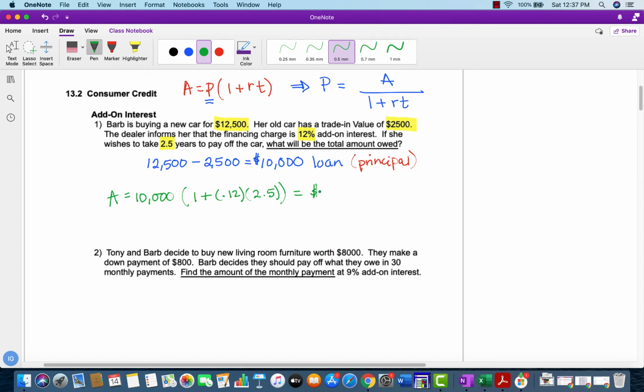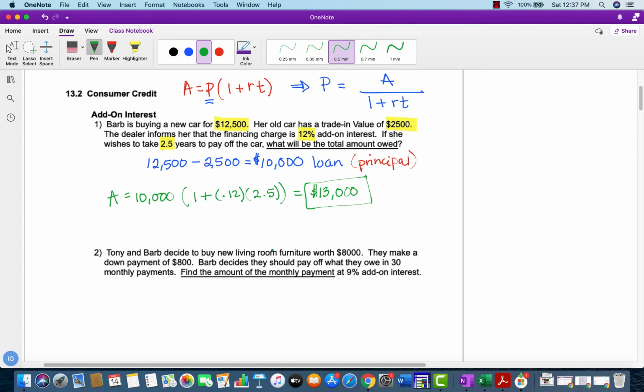And you should have $13,000 that you're going to pay, which is not bad, right? I mean, the interest is kind of high. 12% is kind of high, but it's not that bad.